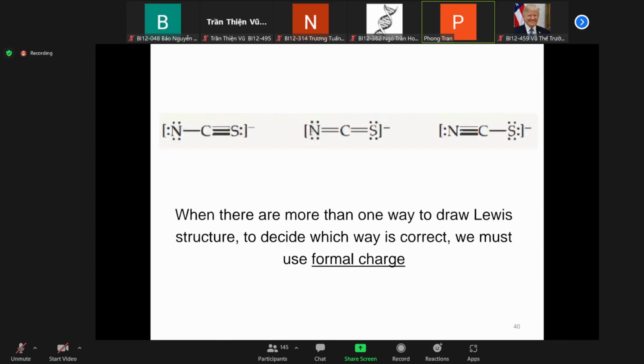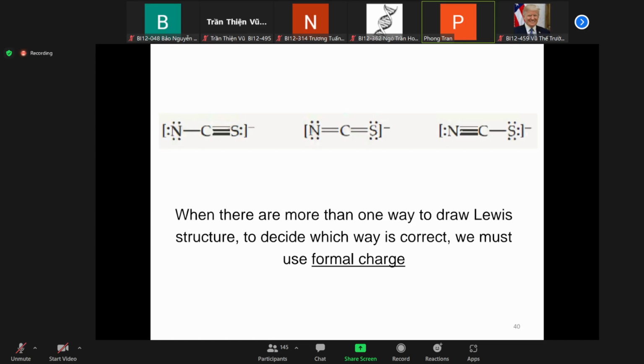Now, when there is more than one way to draw the Lewis structure, how can we decide which way is correct? To decide which way is correct, we must use what we call the formal charge. For example, here you see 3 Lewis structures. They seem to satisfy the octet rule. So which one of the 3 Lewis structures is most likely? To decide, we use the formal charge.